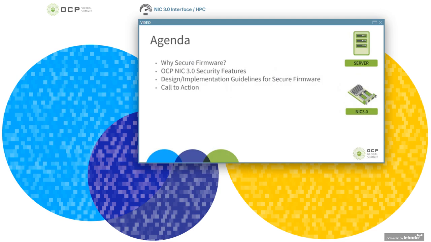Our agenda is, I'll start with motivation for the secure firmware, talk about security features that went into the OCP NIC 3.0 spec, and then Eric will go over design and implementation guidelines for secure firmware, and then we'll conclude the talk.